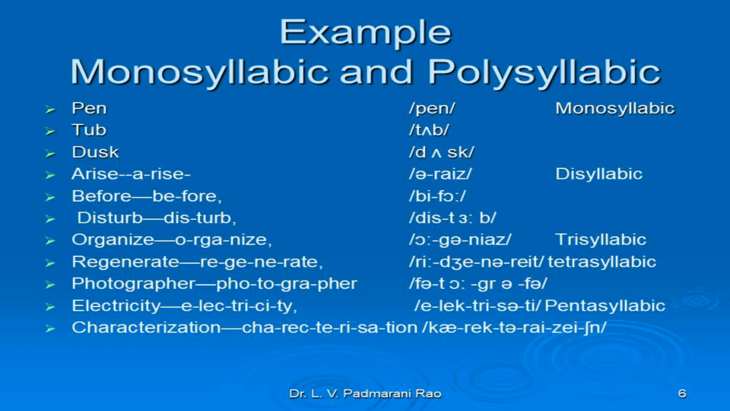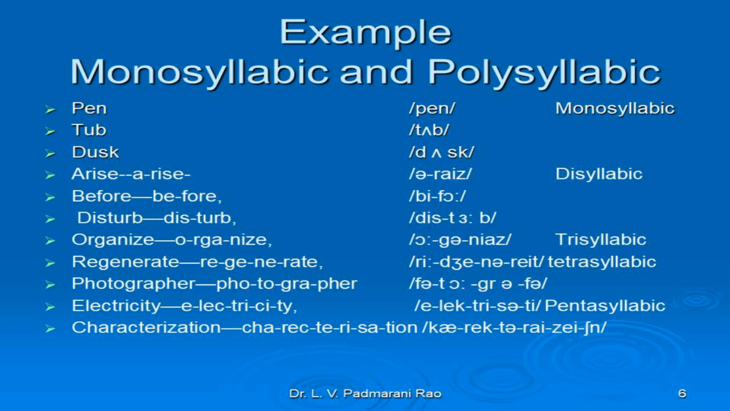You can easily make out if you pronounce the word properly. Normally you take a very minute pause after the syllabic division. So arise, before, in the examples given, are disyllabic words because they have two syllables which are indicated. The syllabic division is indicated with the help of a small hyphen. Now, this type of division and representation is observed in all standard dictionaries as well.